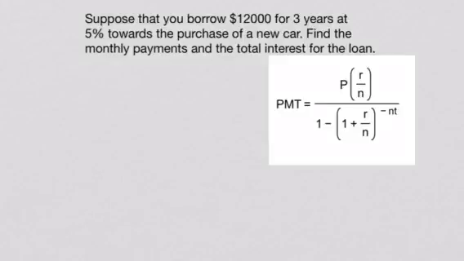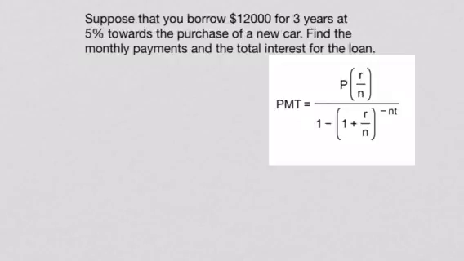Alright guys, in this video we're going to start looking at cars and look at payment options and monthly payment amounts for cars, and use that to figure out how much interest we're having to pay on car loans. Okay, so this problem says suppose that you borrow $12,000 for 3 years at 5% towards the purchase of a new car. We want to find the monthly payment amount and then the total interest for the loan.